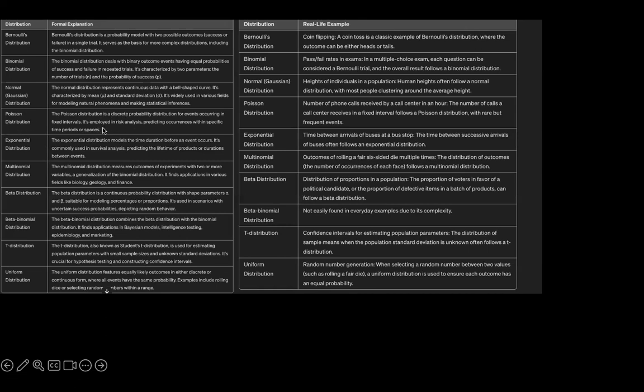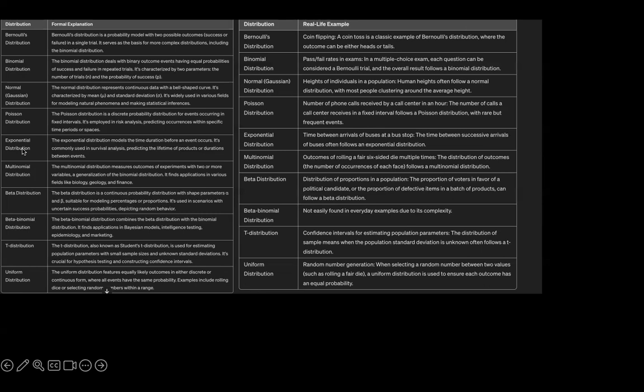It's employed in risk analysis, predicting occurrences within a specific time period or space. Now, let's understand the number of phone calls you will receive at a customer call center in an hour. The number of calls a call center is receiving in a fixed interval of time. This type of problem you will solve with which distribution? Poisson distribution, with rare but frequent events occurring.